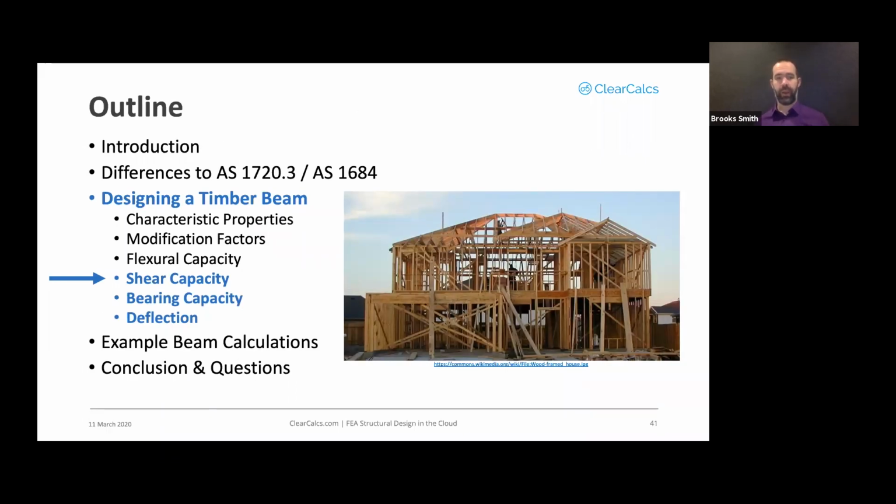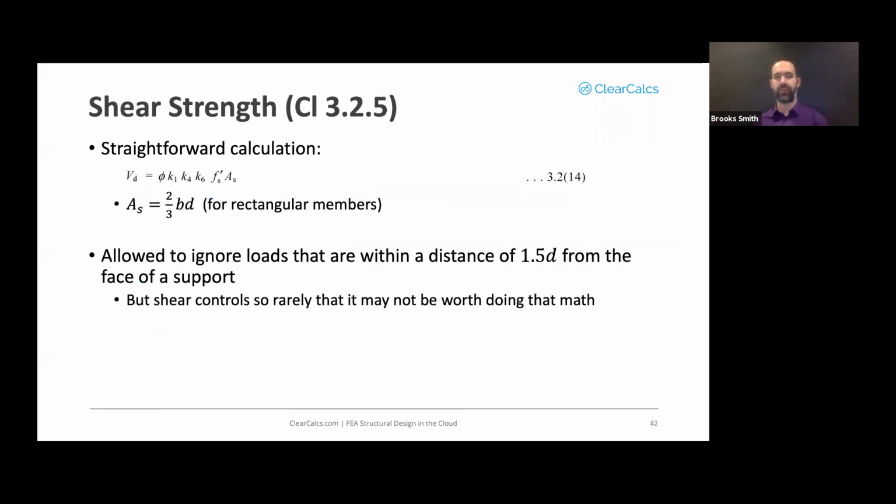So finally, we can go on to shear, bearing, and deflection, which are all fairly simple, so I'm just going to talk about them all at once. First, shear strength. It's a pretty straightforward calculation. It's just the modification factors we already have of phi, K1, K4, and K6 times characteristic strength in shear times A sub S. Now, A sub S is your shear area. It is not the gross area. For a rectangular member, it's equal to 2/3 times the gross area, 2/3 times the breadth times the depth. For round timbers, the standard gives you a formula. For other shapes, you can look up what that would be for whatever shape you're dealing with.